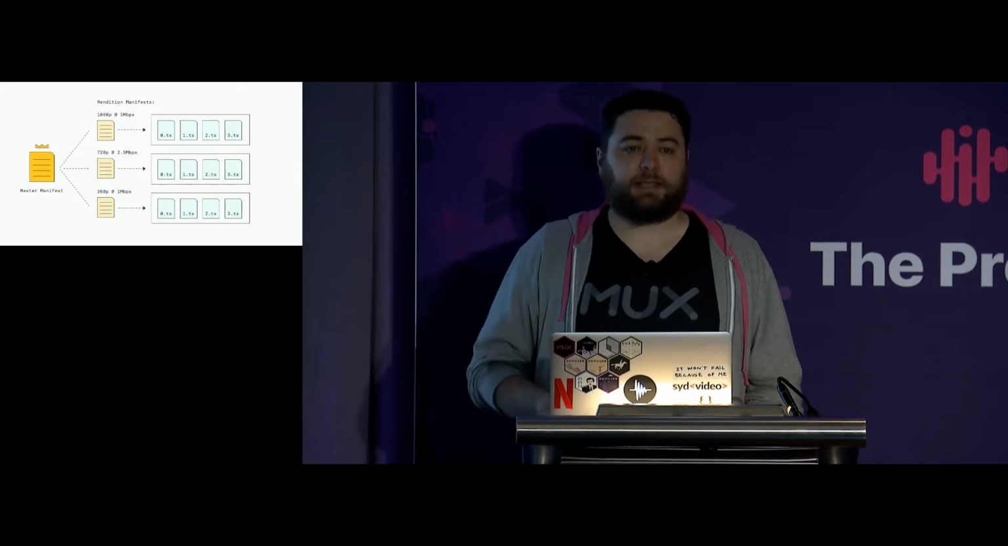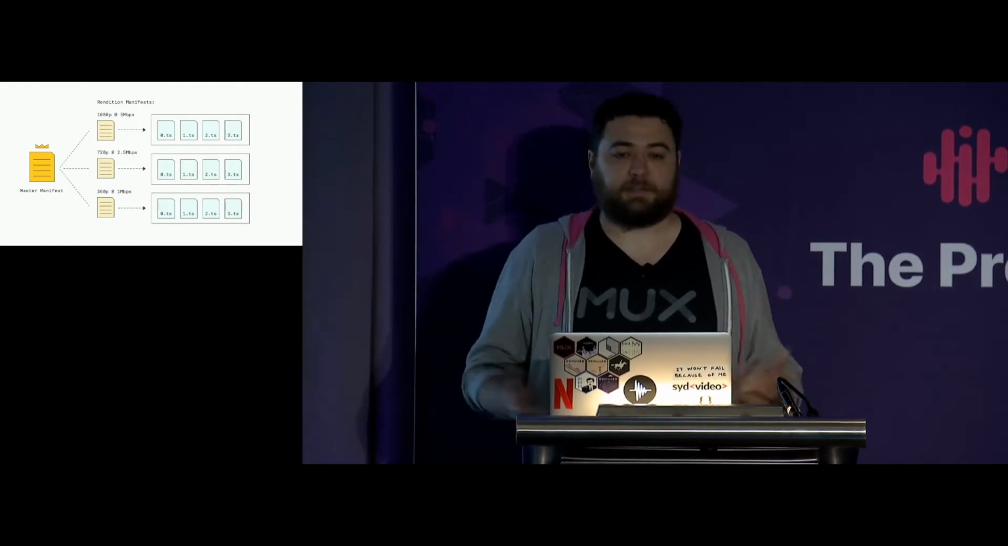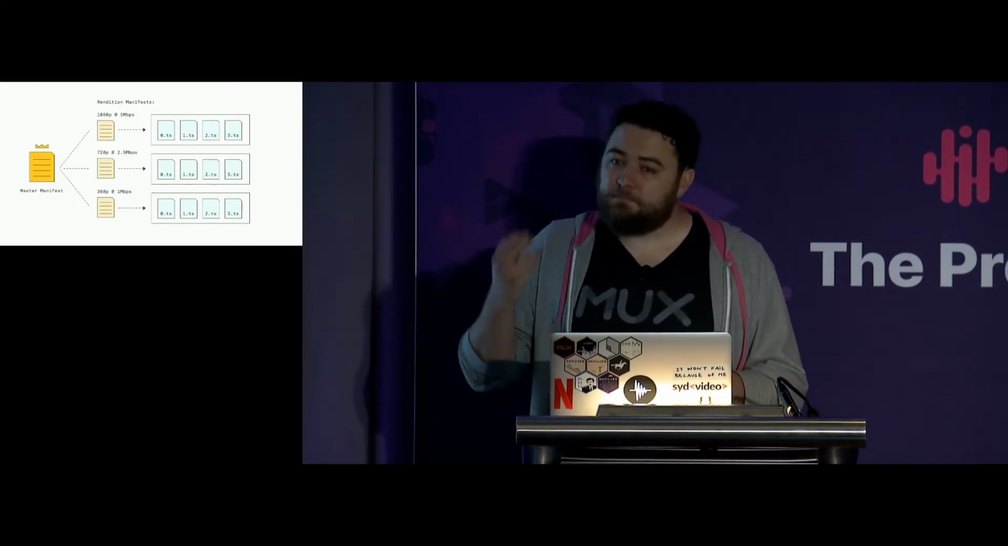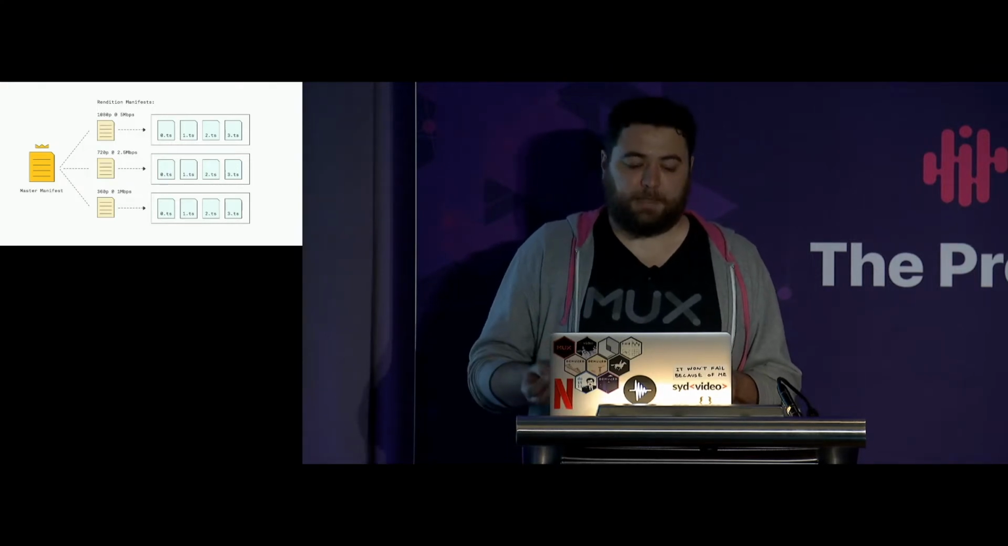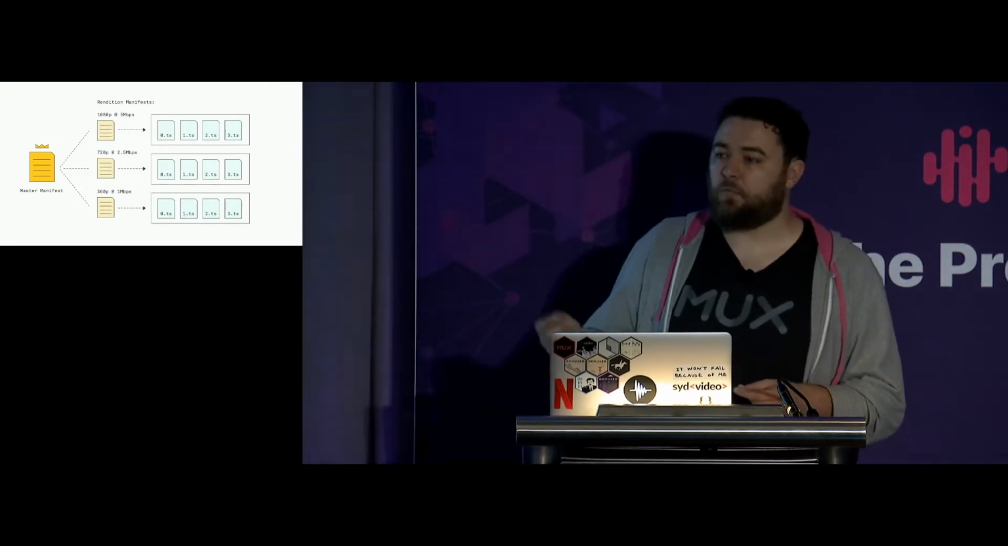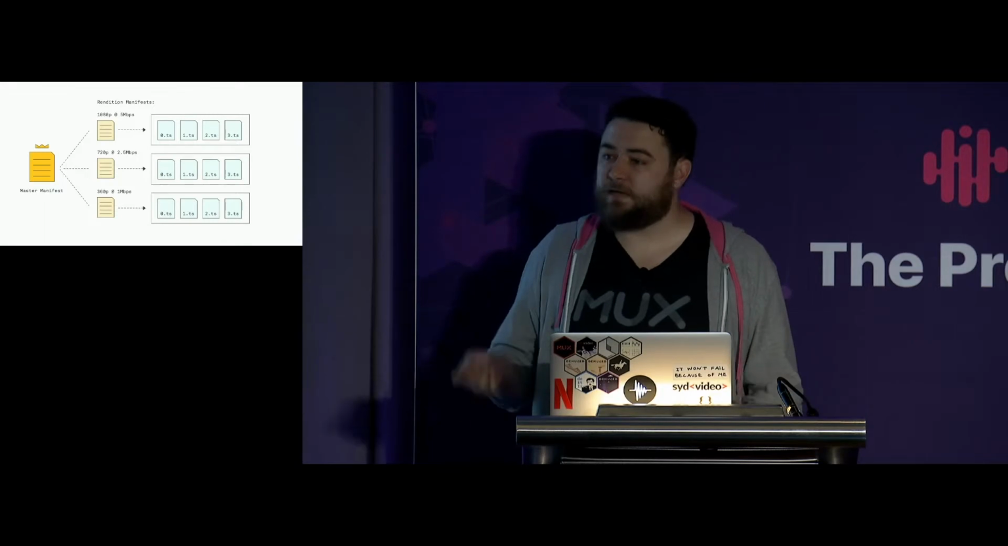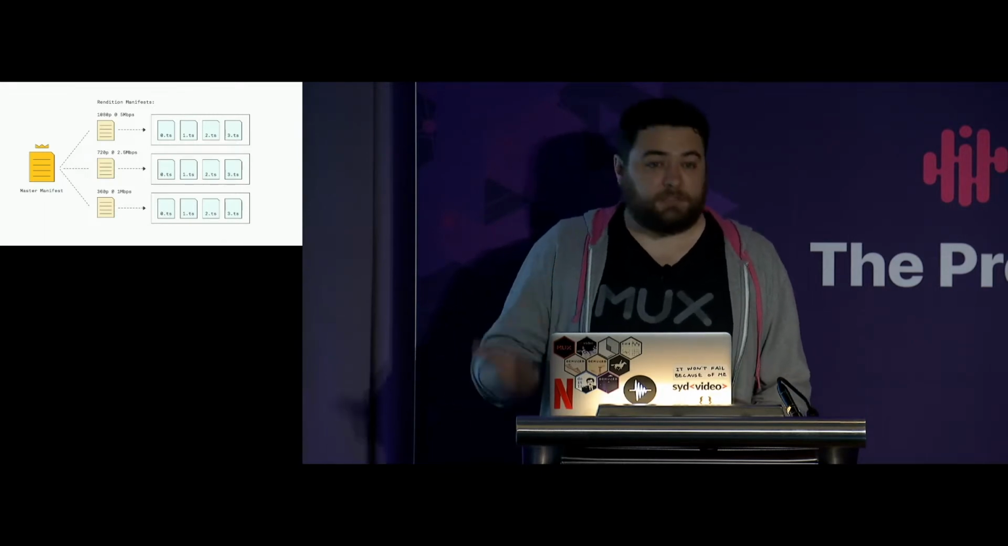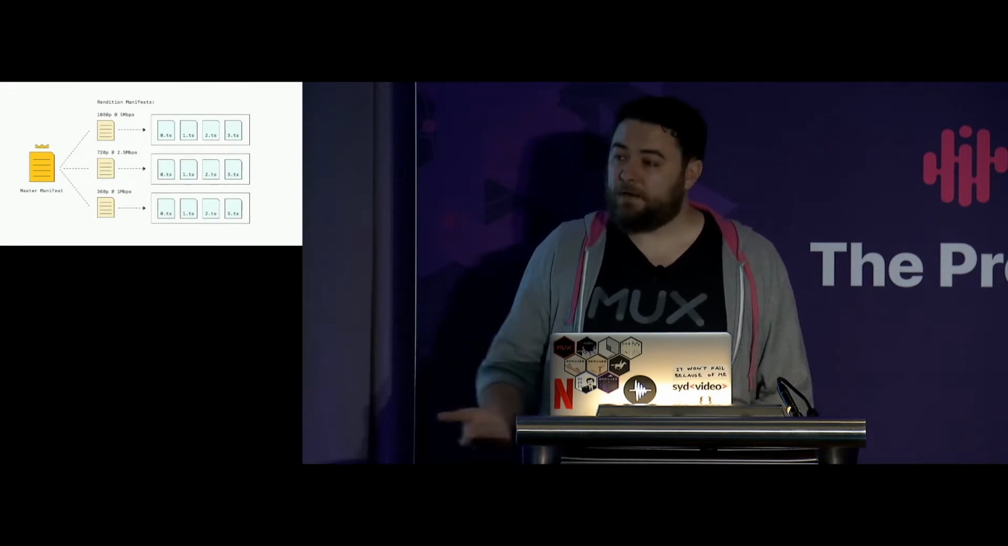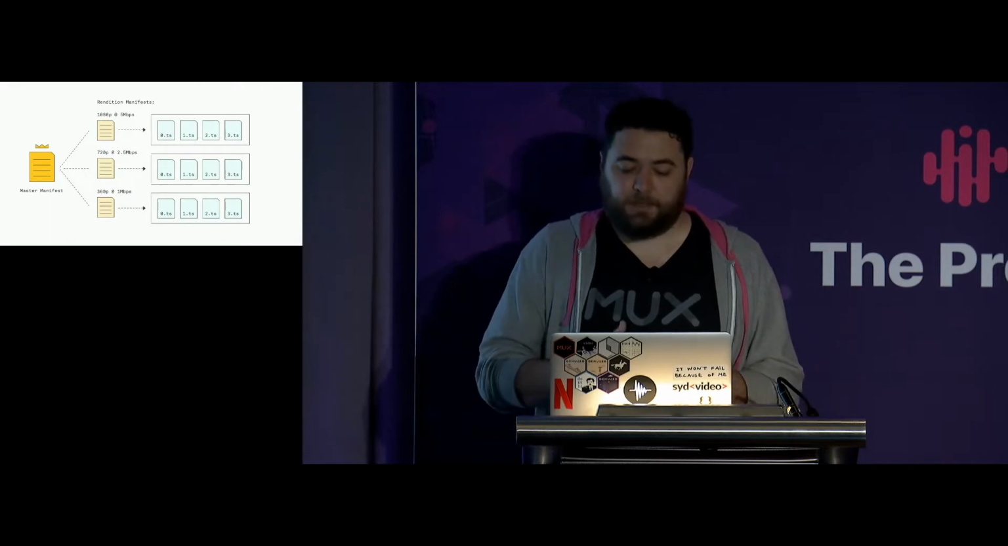The way it works is you advertise a master manifest of your content. What this master manifest describes is the various different ways you're going to make your content available: at what resolution you're going to make it available, what bitrate, with what codecs.